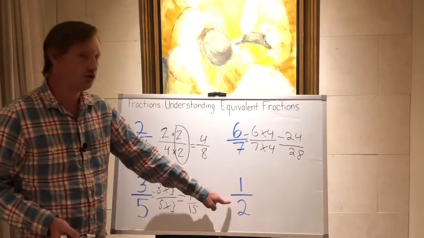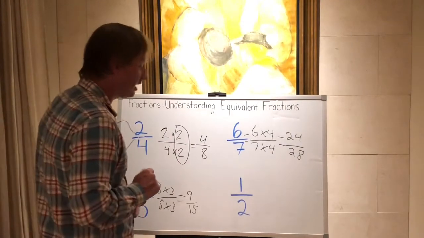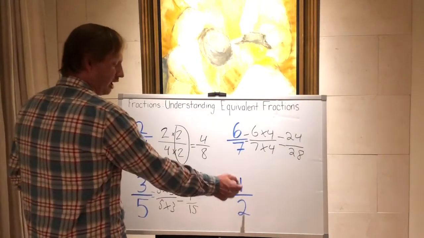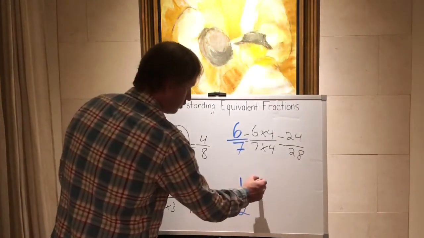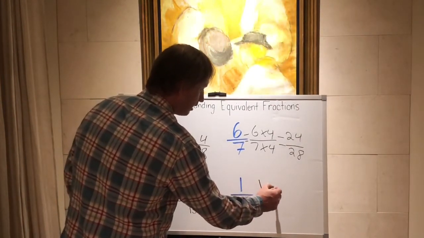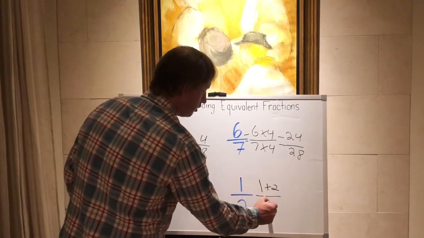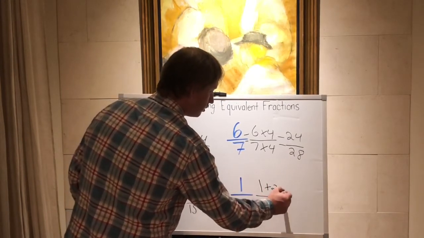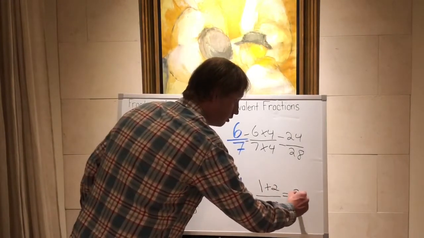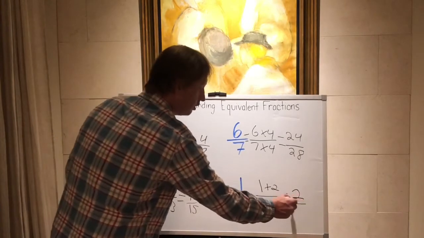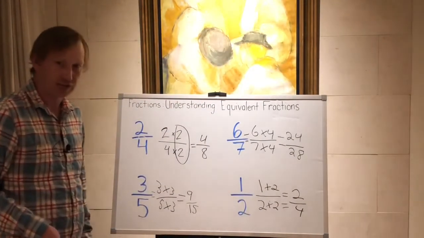The last one we're going to do, I want to see if you catch something. I'll ask you at the end. I'm going to multiply 1/2. I'm going to multiply each side by 2. So we have 1 times 2, and we have 2 times 2. 1 times 2 is 2. 2 times 2 is 4. Did you catch it?